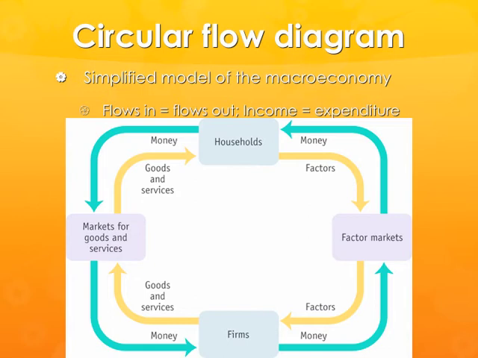So notice at the top you have households, and then coming out to the right is factors. That's the factors of production. So households, that's individuals, people, families. We sell the factors of production to firms. So that's the factor market. The factor market occurs where households sell the factors of production to firms. That's what happens in the factor market.